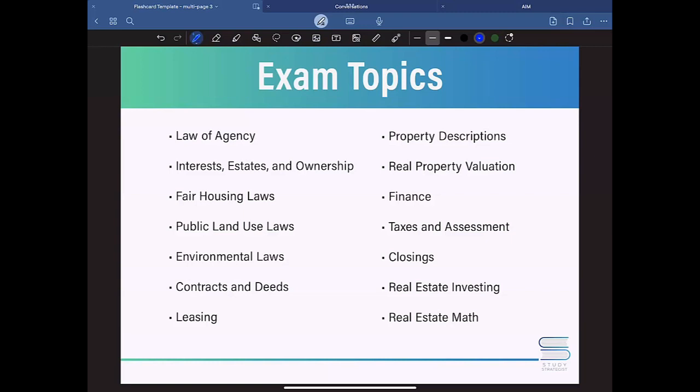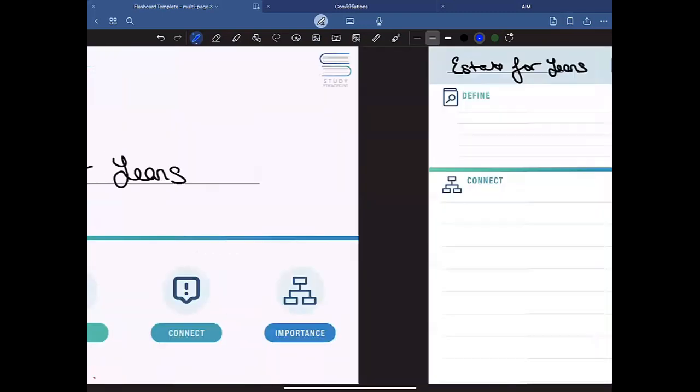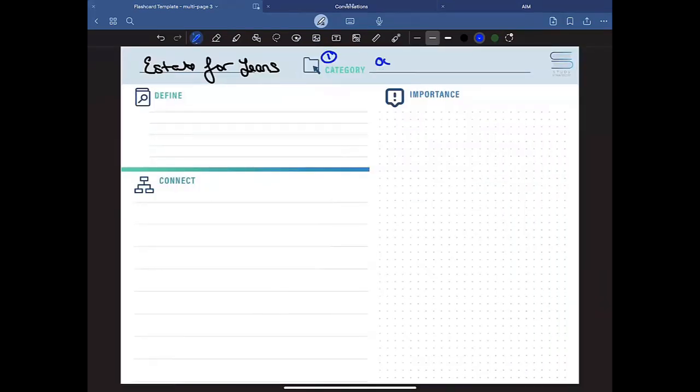Mm-hmm. So we're talking about estate for years. Which category do you think this would go in? The interests, estates, ownerships. Yeah. So we're going to call it ownership, but I'm also going to put it under leasing. And we'll talk about why when we talk about connecting it and its importance. So, could you define estate for years? Is that something you can do off the top of your head?